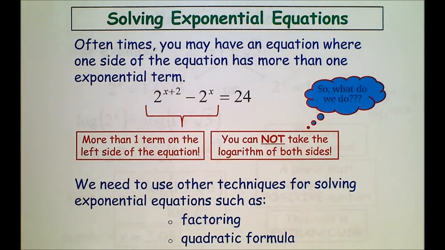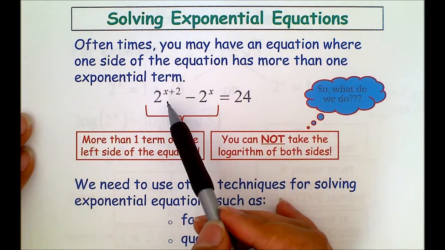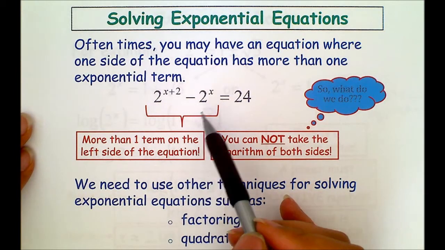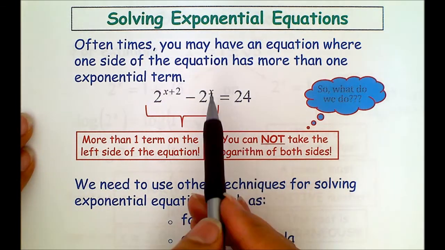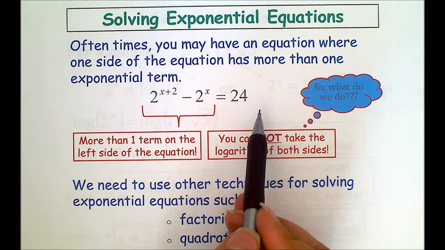Oftentimes when you are solving exponential equations, you might have more than one term on the same side of the equation. And so what might happen is if you have something like 2 to the exponent of x plus 2 minus 2 to the exponent of x equals 24, the problem here is that we can't get 24 as the same base as 2. That's one of the problems.